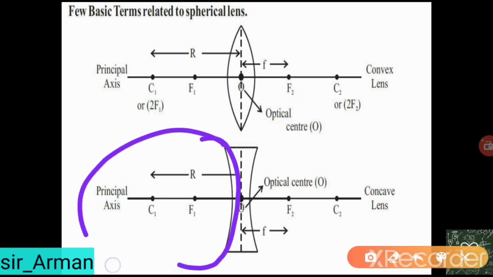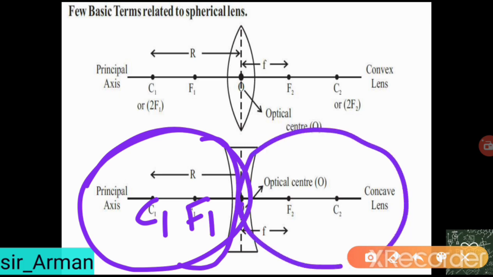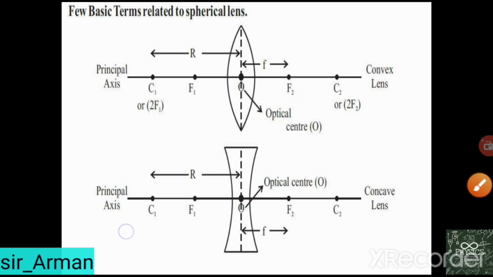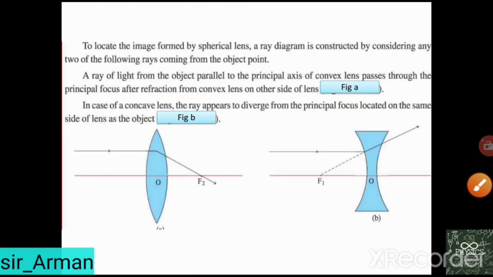So this part has center C1 and focal length f1, and the other part has C2 and f2, right? And radius of curvature. Again, this distance is called 2f1 and this distance is called 2f2, right? And other things are same. Now let us move to the next part.